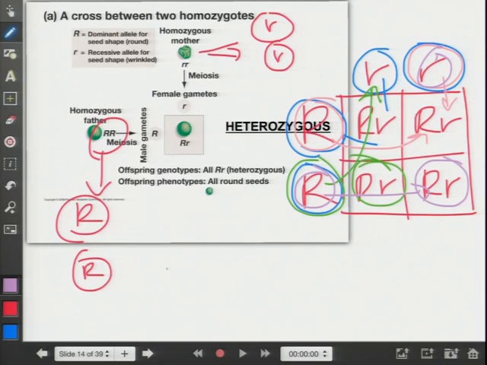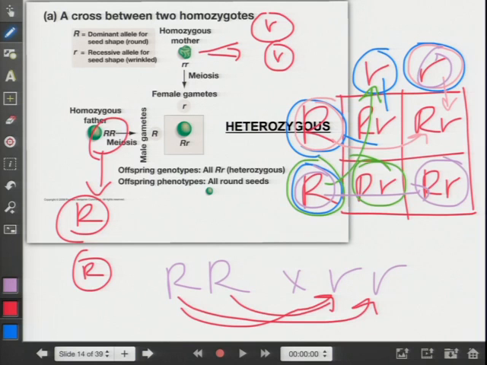We could also have just gone big R times little r and said, okay, this one and this one, this one and this one, this one and this one, and this one and this one. Those are all the combinations. But this little square is sort of idiot-proof. You can't forget to grab one because you have to fill in the square. If you end up with a blank square, fill it in. You have to be able to do that.